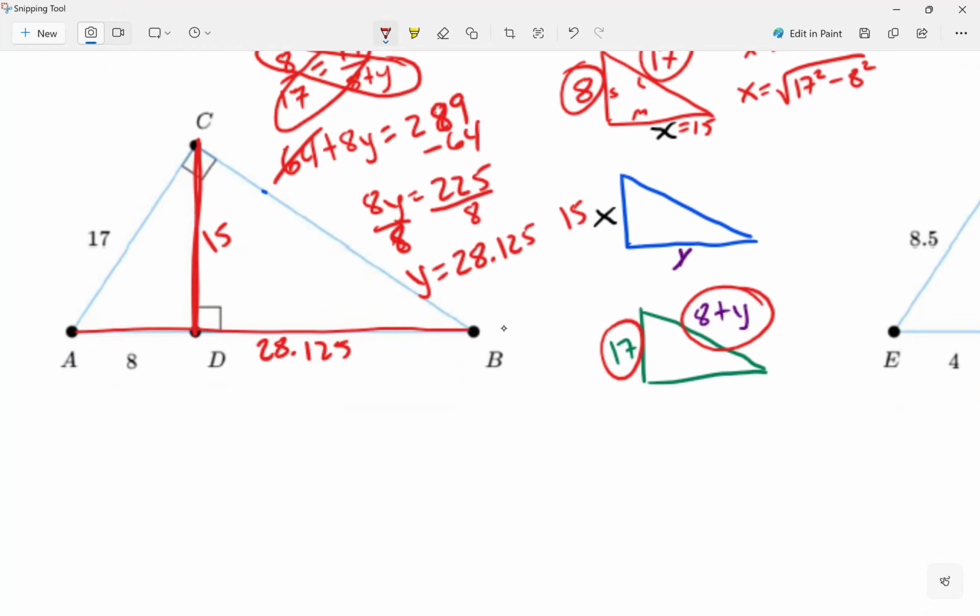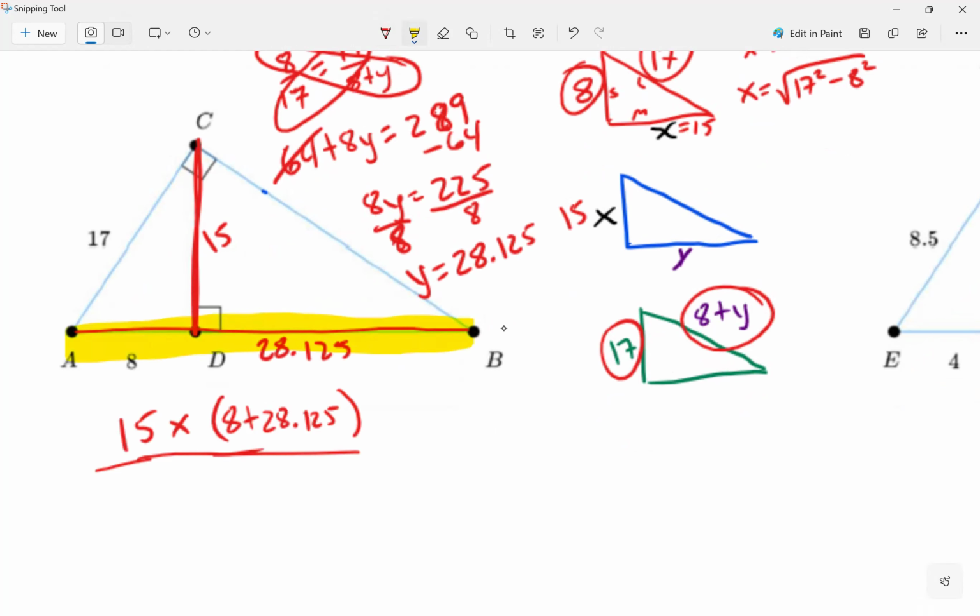I'm gonna write a fraction. 15 times, I'm gonna do parentheses here, 8 plus 28.125. Why did I do parentheses? Why didn't I just type it all without parentheses? Because I want this whole side to be added before we multiply. I remember order of operations, you multiply before you add, but I want it to be added first. So remember, parentheses come before multiplication.